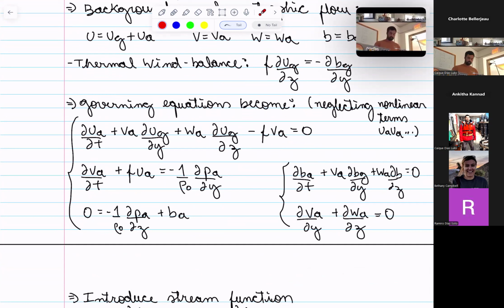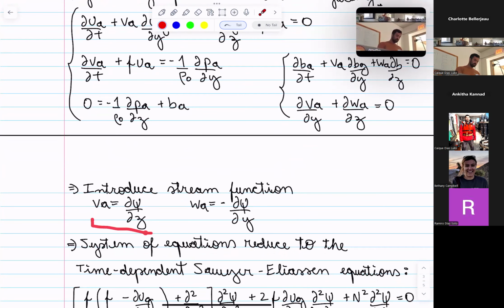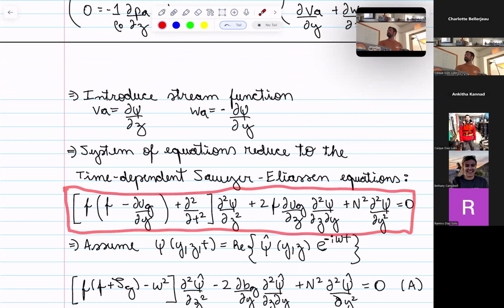And the most important thing here is that now these governing equations are for the ageostrophic flow. And in the continuity equation, now we just have the meridional component and the vertical velocity component. And because it's non-divergent in 2D, we can define a stream function. And this will be our stream function definition. We plug this definition back into the governing equations, and everything turns into just one equation, this guy here. This is the Sawyer-Eliassen equation.